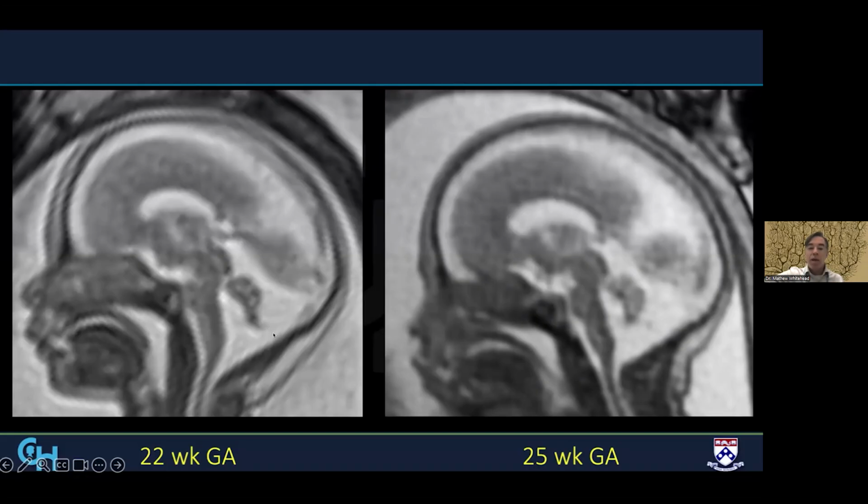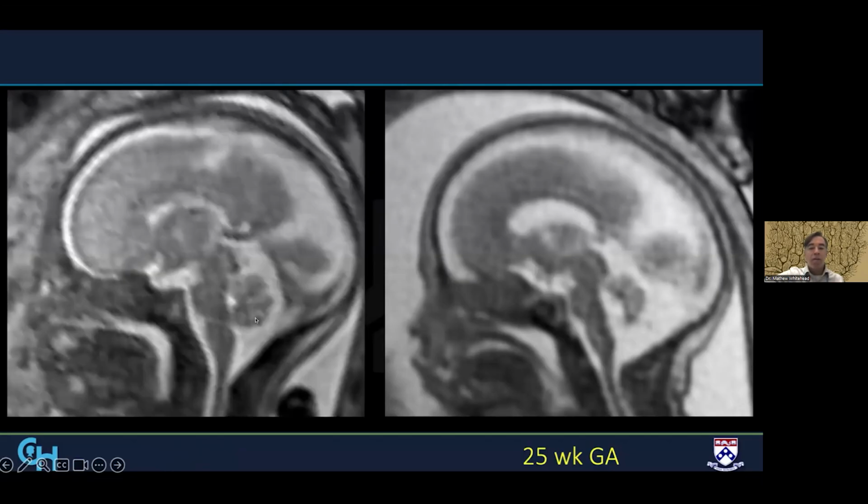This proves that there was a Blake's pouch cyst process here that has either resolved or is resolving. But what about the vermis itself? When you measure it, the height was about the third percentile and the AP diameter was less than third percentile. And here is a normal comparison at 25 weeks, and you can really visually see the difference in terms of the size and shape of the vermis.